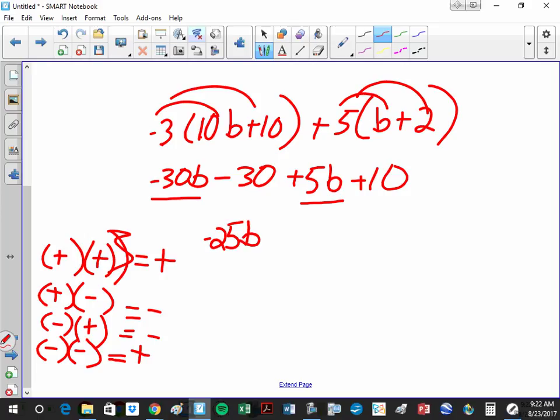Why did that end up being negative and not positive? Because the negative is stronger, right? Whenever you have a negative and a positive added together, they kind of fight it out, and whoever's tougher wins. So the negative 30 was tougher. How much tougher? 25. Does that make sense? Okay. And then what about negative 30 plus 10? Negative 20. Okay. We good there? Okay.